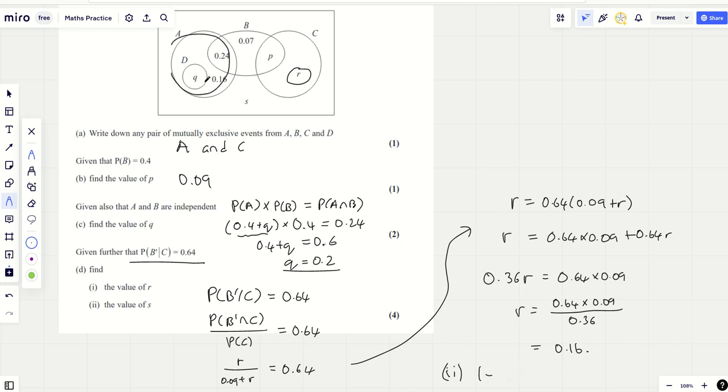And I think we found that Q was 0.2, didn't we? So that's 0.6 minus 0.07 minus the value of P, which is 0.09, was it? Yep. Minus value of R, which is 0.16. And that should come to 0.08. But I'm just going to check 0.4, 0.33, 0.24, minus 0.16 is 0.08. Yeah, we're all good.